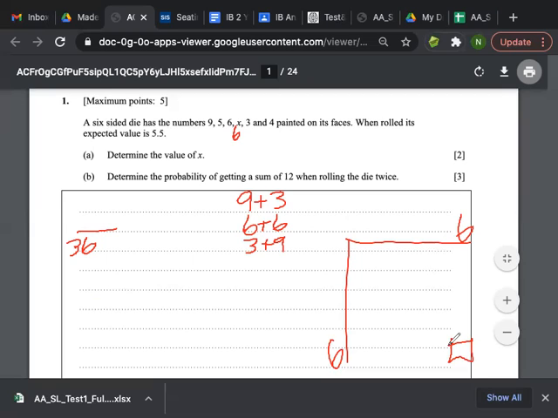Okay. So I have 3 out of 36, which simplifies to, that is the probability that they asked for.